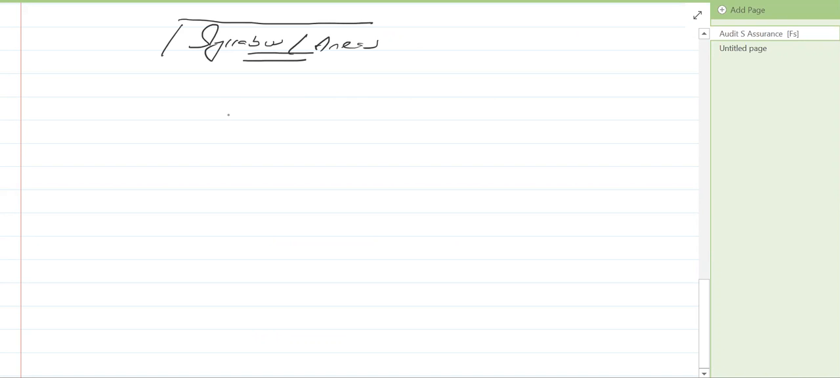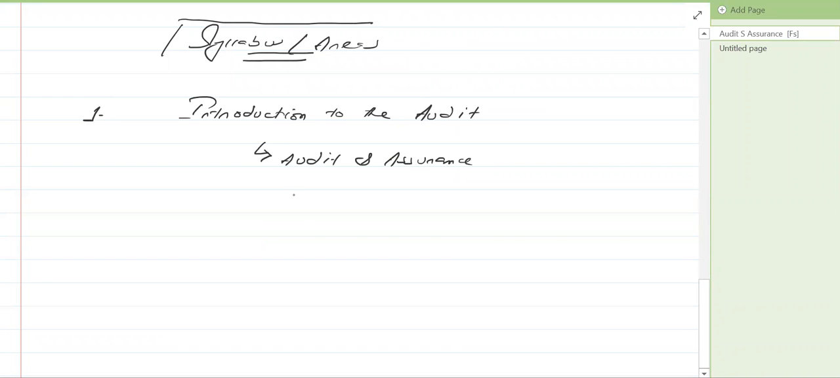And now let's come to the syllabus, which is an important thing to discuss. Syllabus and areas, which is a very important thing to discuss. Okay, we'll be starting from introduction to the audit. This is going to be your first chapter, introduction to the audit. And in this chapter, I'll be explaining to you what is audit and what is assurance. Because the name of your paper is audit and assurance. So what is the difference between audit and assurance?